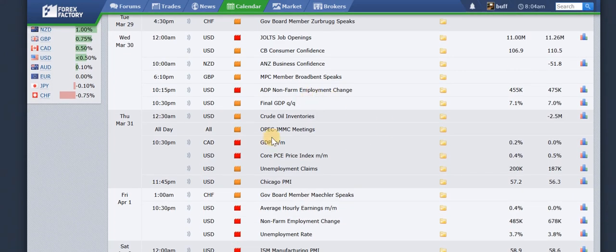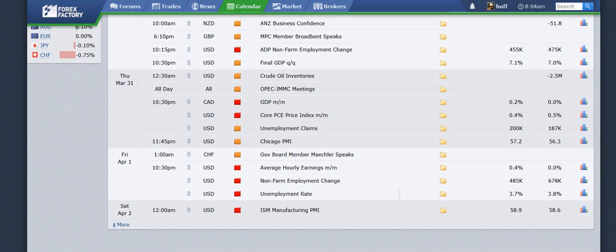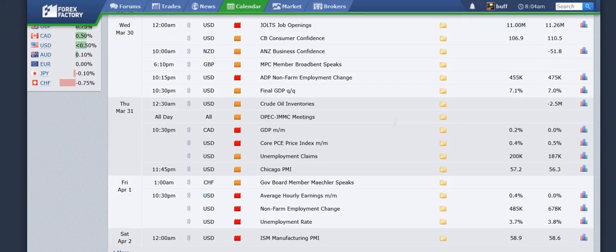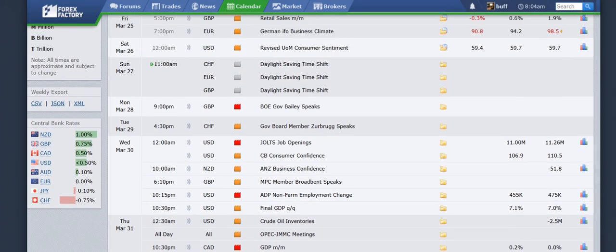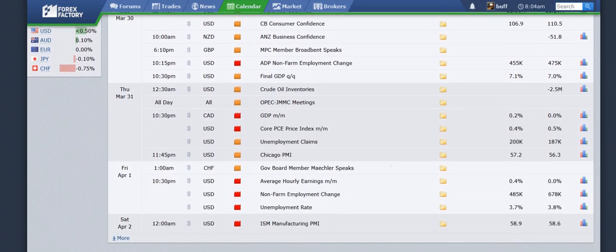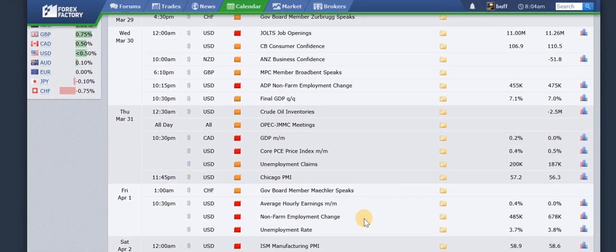GDP out of Canada on Thursday. Core PCE price index out of the US on Thursday. Friday, 1st of April, first Friday of the month, non-farm payrolls, or the employment numbers out of the US. That's a biggie. That's probably the only big news for the week, so just be careful of that. Remember, this is all scheduled news. Unscheduled news like the Russia-Ukraine conflict, stuff like that, can affect the markets. So just be careful. So that's it for the news.